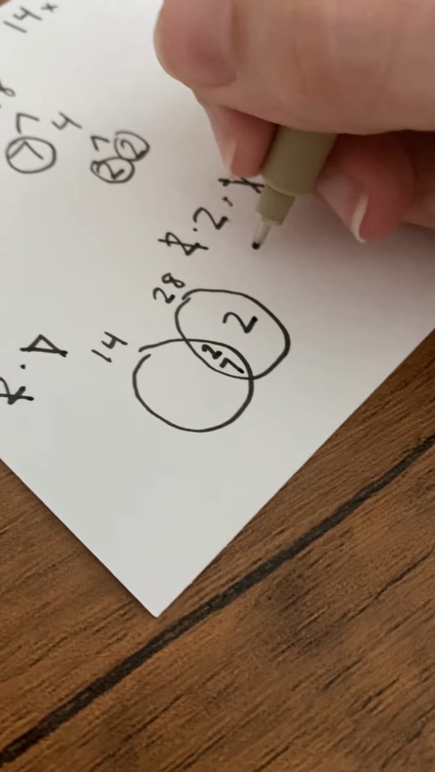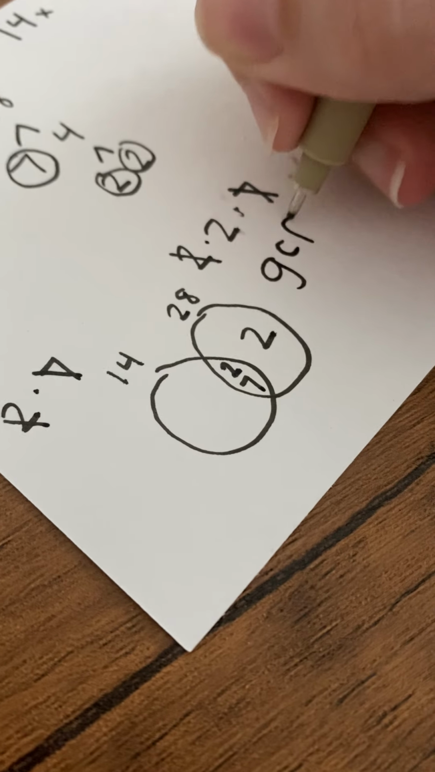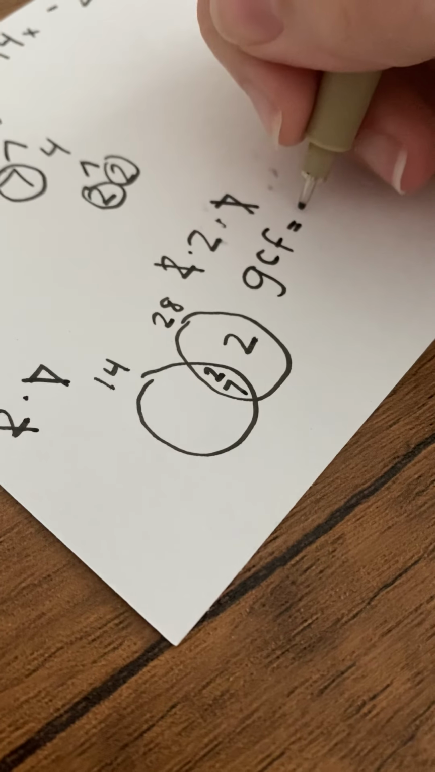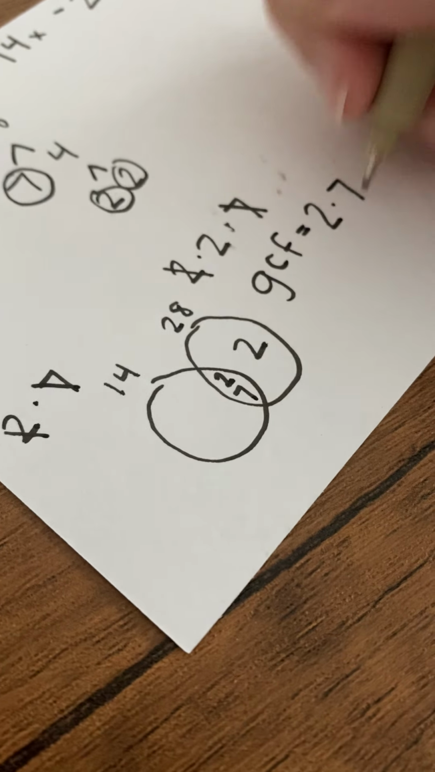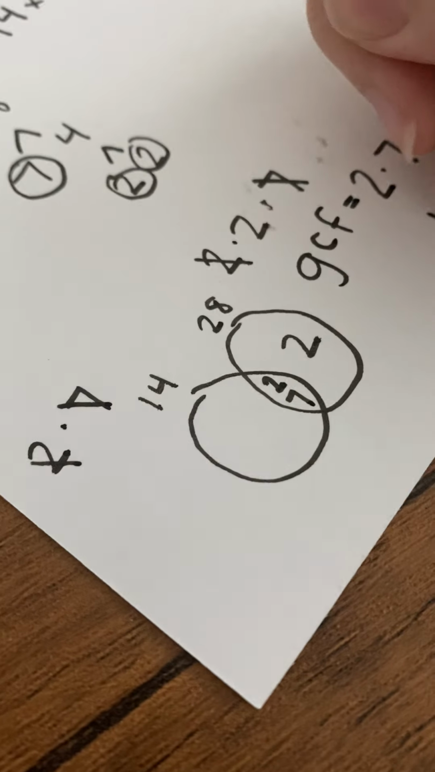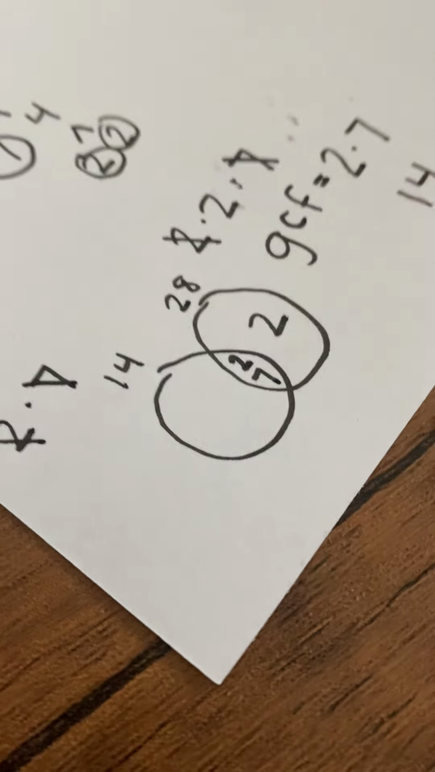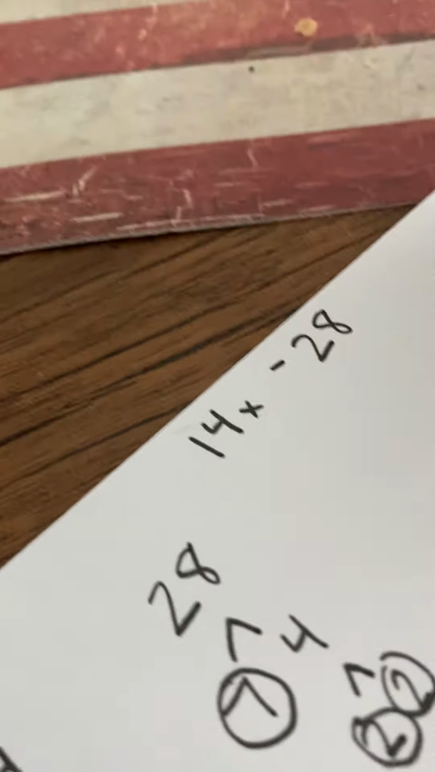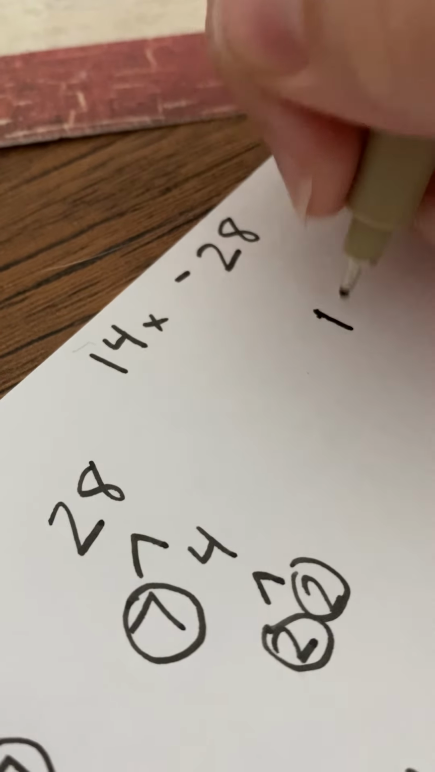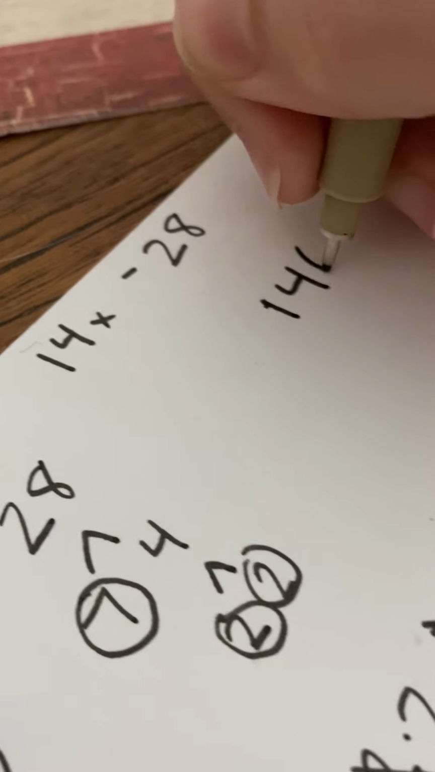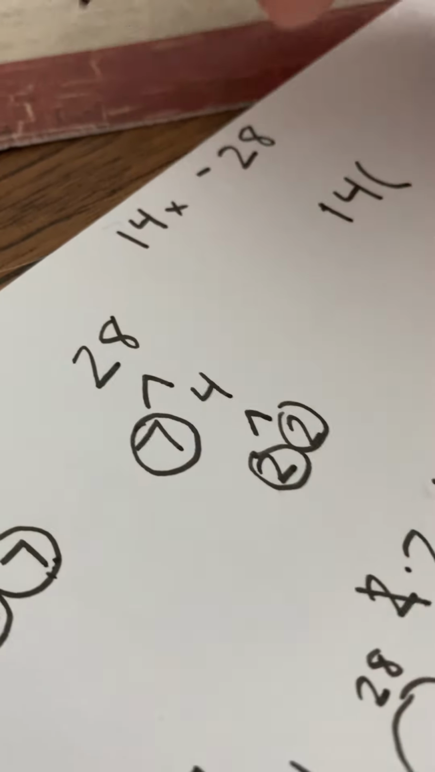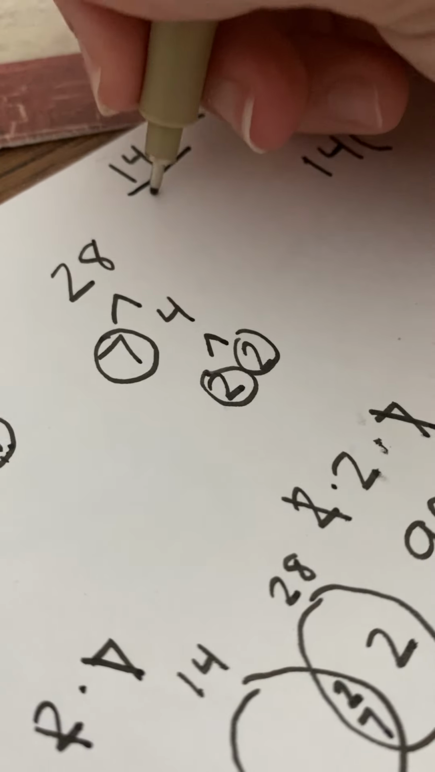We're finding the GCF, or the greatest common factor. Since we're finding the greatest common factor, we multiply what is in the middle only. So what's 2 times 7? It's 14. 14 is our greatest common factor. Now we're going to put 14 on the outside, and then we're going to have parentheses right here. We have to divide these numbers by 14.